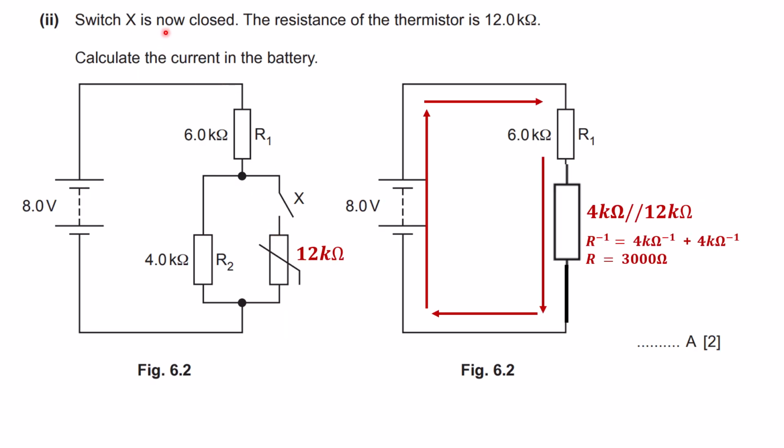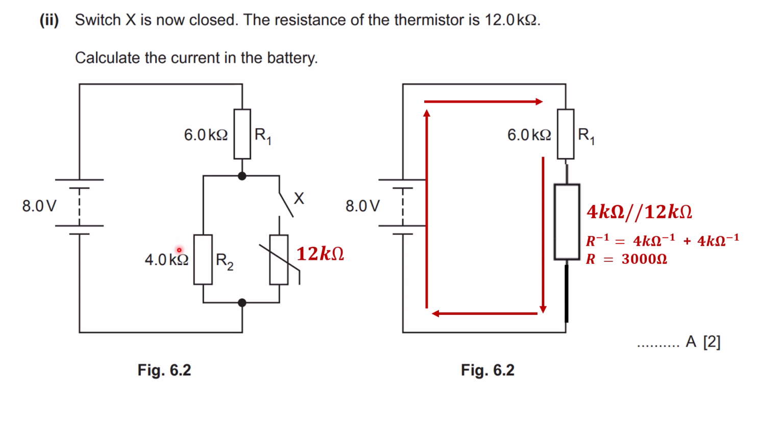Now the switch S is closed. The resistance of the thermistor is 12 kilo ohms. Calculate the new current in the battery. When they say the current in the battery, it is in series with everything else in this circuit, so it is the same current that is flowing here.